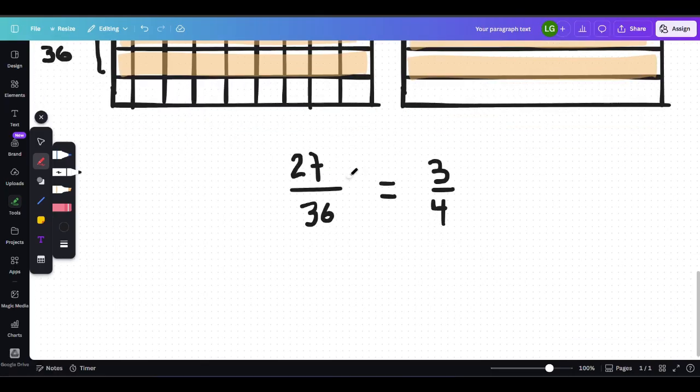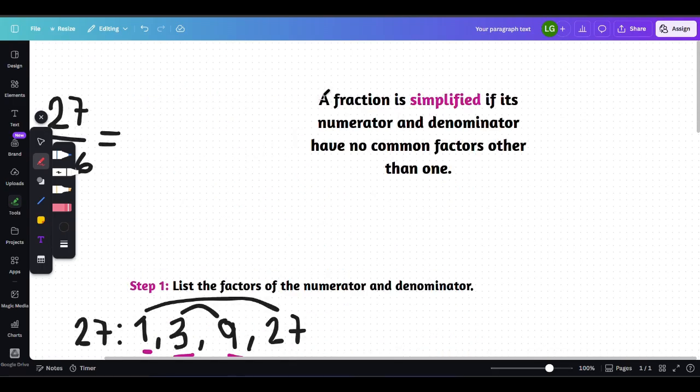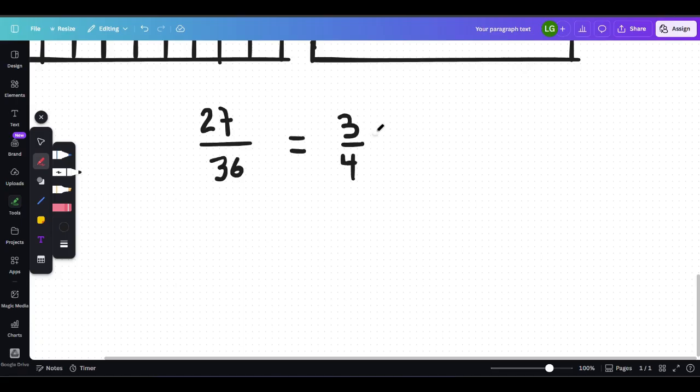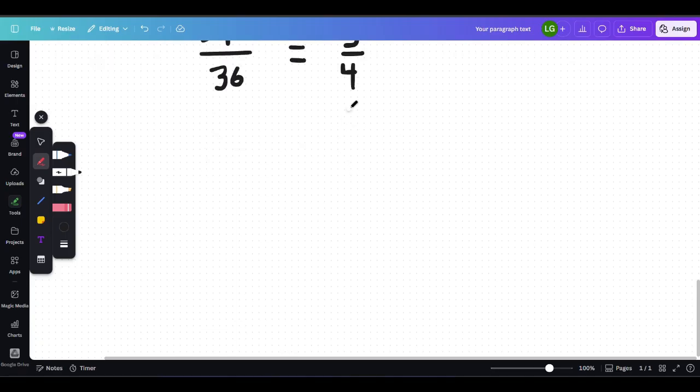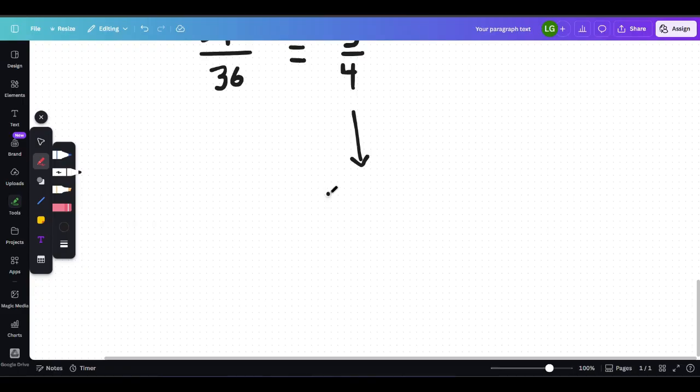Okay. Now, remember, our definition says a fraction is simplified if its numerator and denominator have no common factors other than 1. So we have to take a look. We're going to make sure that this is our simplified fraction. Well, we've got to list the common factors of 3 and 4. For the number 3, the two factors are 1 and 3. And for 4, we have 1, we have 2, and we have 4.